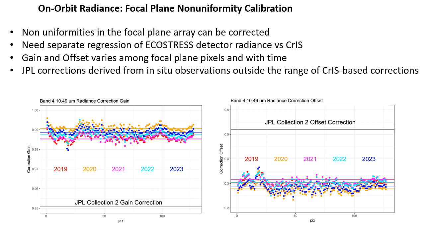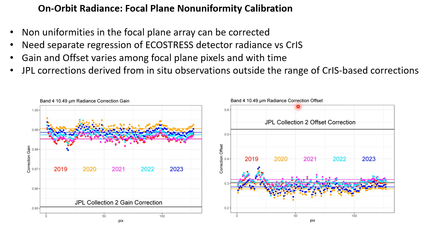If we look at the non-uniformity across the focal plane, I've calculated the correction factors, gain and offset, to convert the Collection 1 radiances to the equivalent CrIS retrieved radiances. And what we see is that there's variation across the focal plane, but there's also variation among years. Now, what's interesting is the gain that's supplied by JPL in Collection 2 is down here. So this is gain on the vertical axis from 0.95 to 1, and then pixel number in the focal plane from 1 to 128.